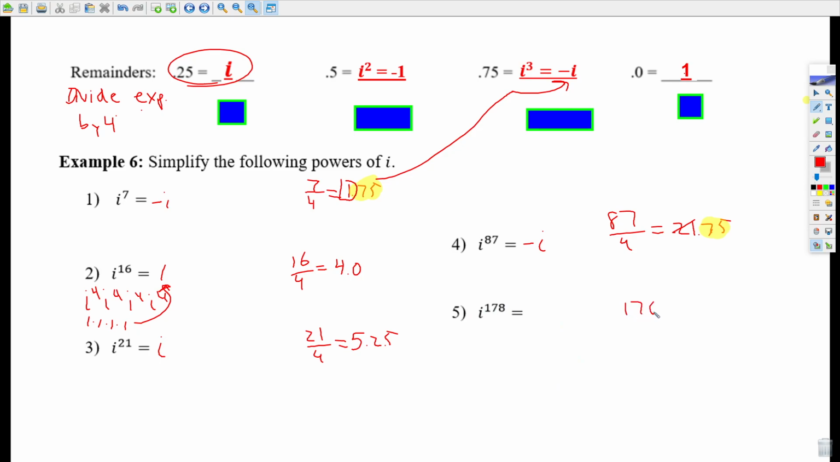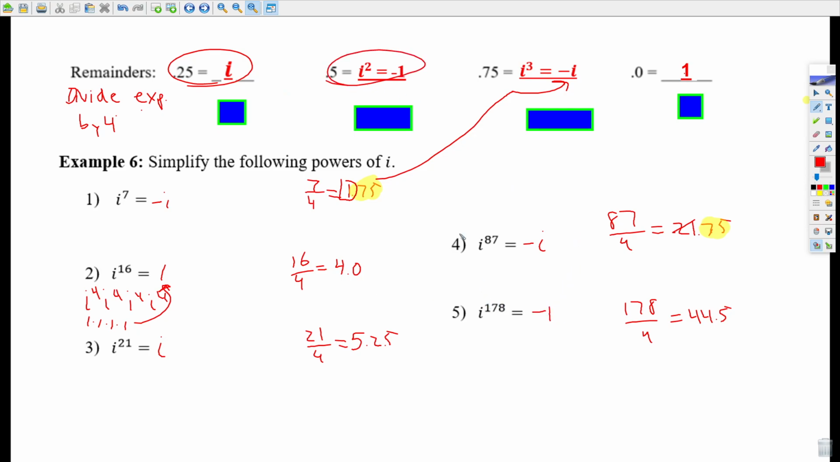And the last one, 178 divided by 4. 160 would be 40. And then we'd have 18 left. It does not go in evenly, I don't think. 176 would be 44, I think. So this would be 0.5. Again, this is the first time we actually got a 0.5. And that would be this one here, -1.